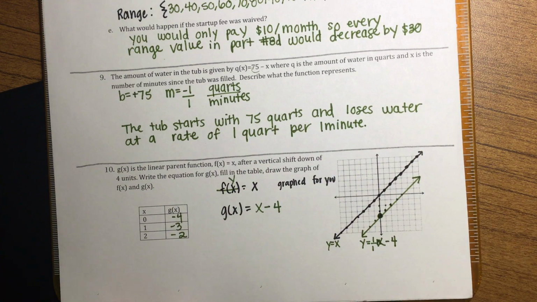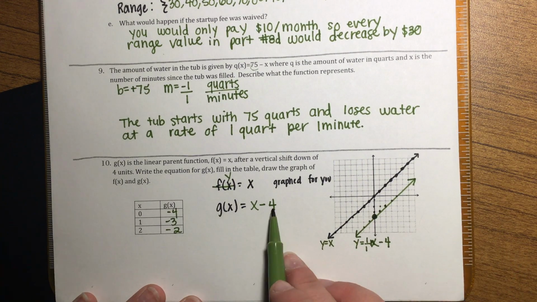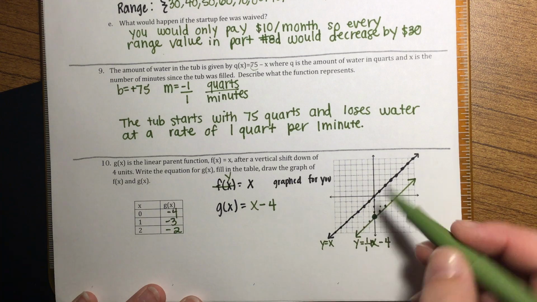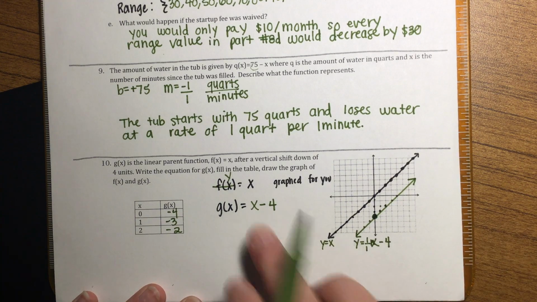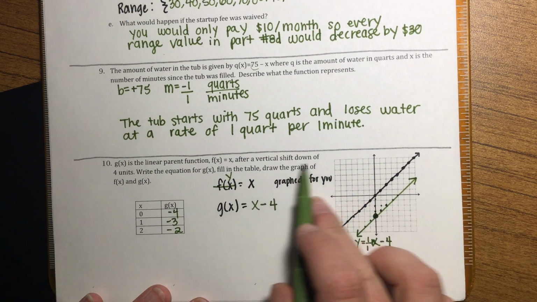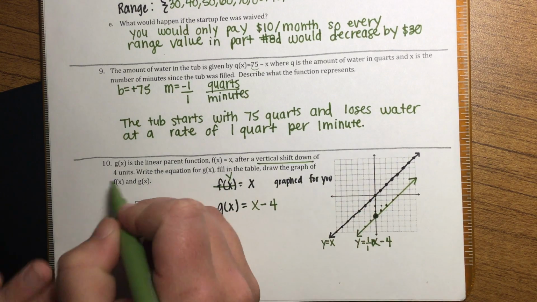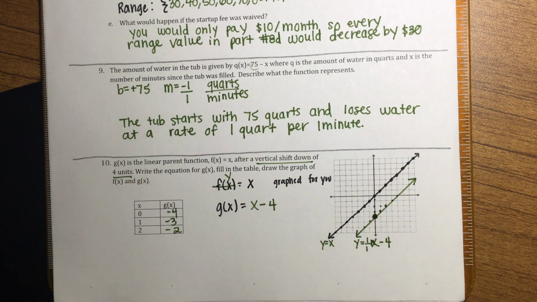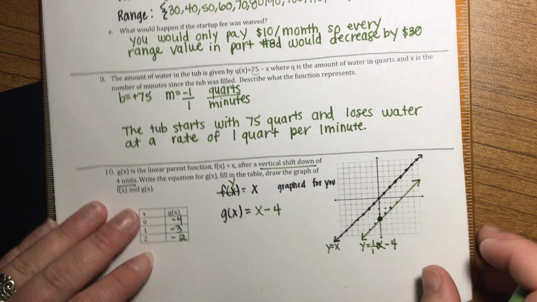All right? So remember, go back to your transformations notes, because that -4 there for y-intercept just means I start at -4, okay? My slope hasn't changed, because all it tells me is a vertical shift down of 4 units. All right. Now let's go ahead and move on to the next page and keep going.